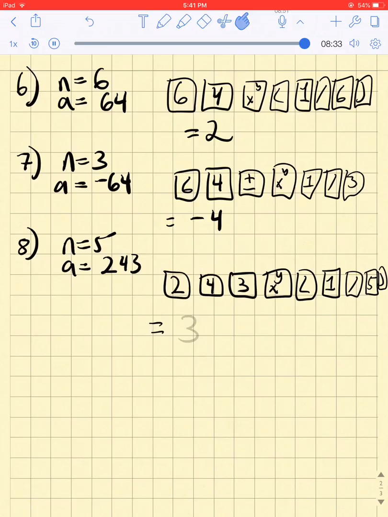And I get this time 3. So the fifth root of 243 is 3 using a calculator, which we would expect, because if we did 3 times 3 times 3 times 3 times 3, we would get 243.